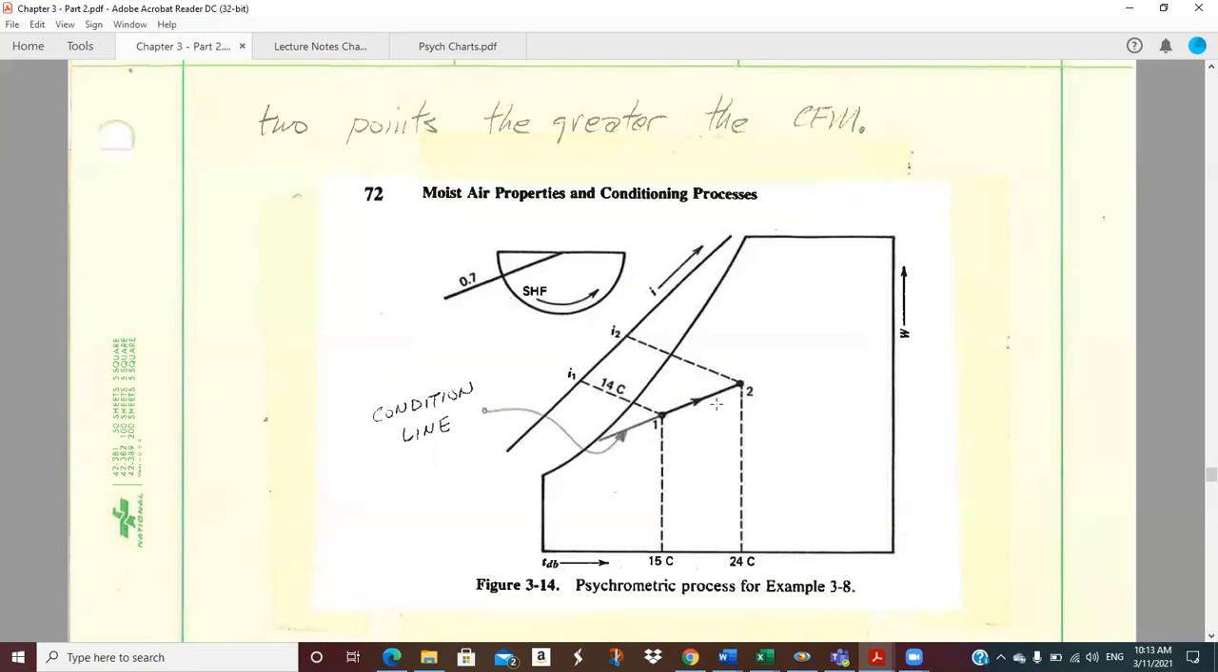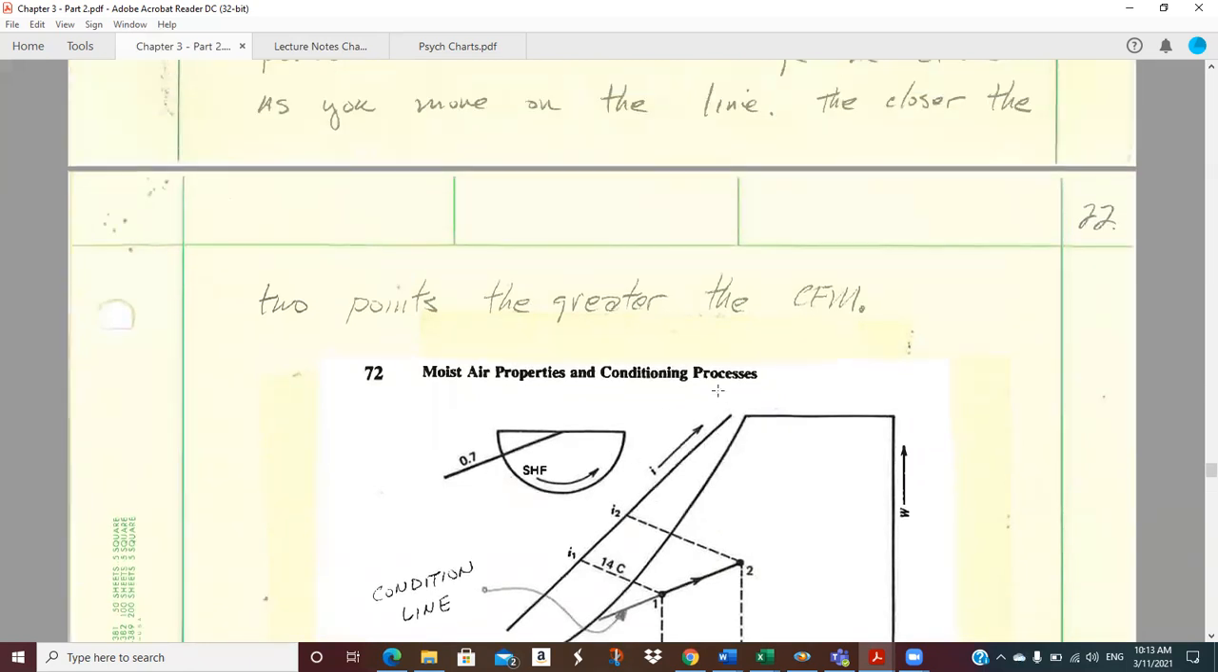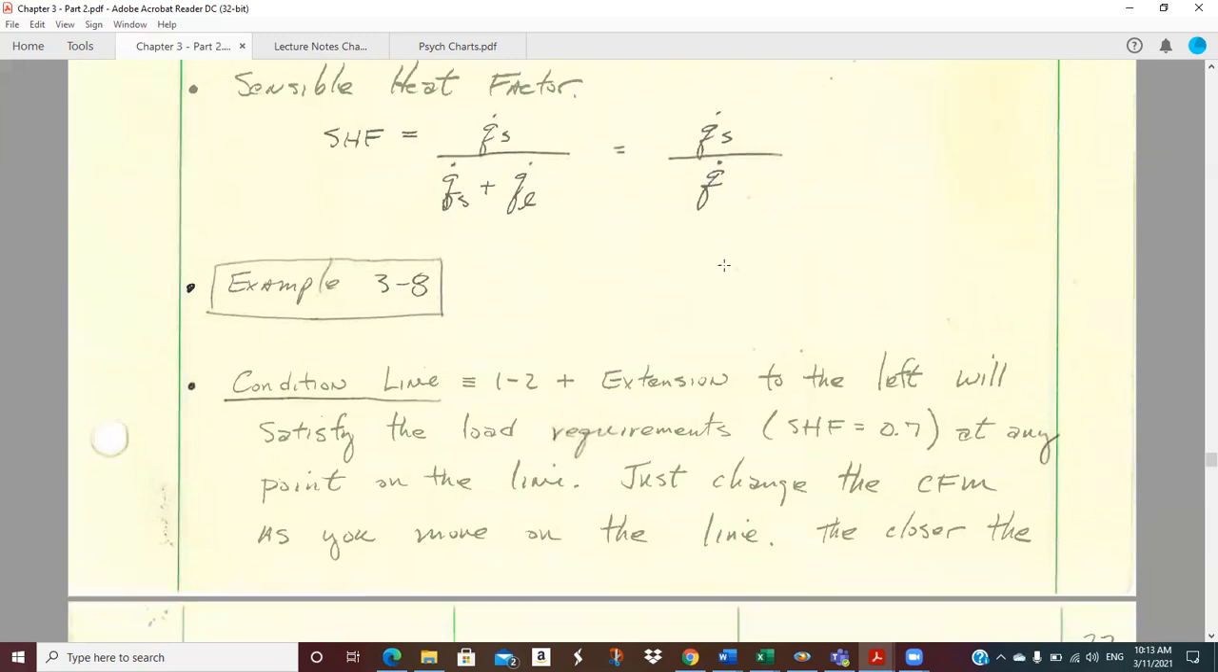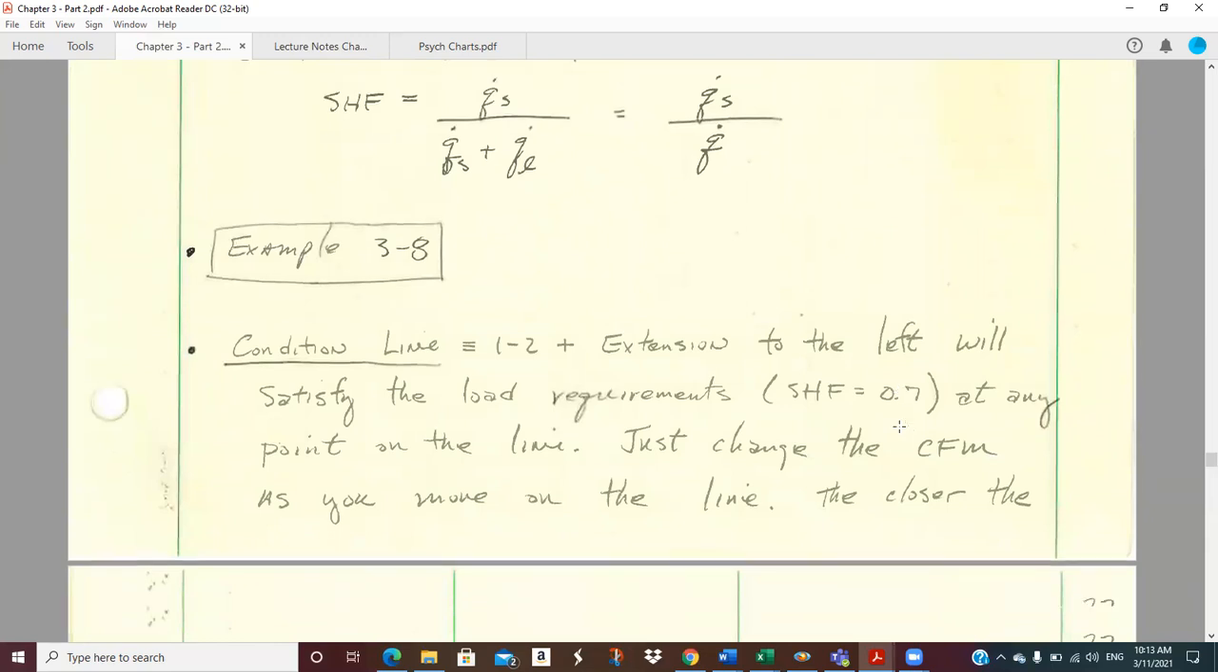And the way I got this condition line is I ran the Carrier program and I got the sensible load, the latent load, and the total load. Then I came up here and calculated the sensible heat ratio, or factor, whatever you want to call it. That's just the sensible load divided by the total load, so that's a number. In this example, I'm saying it's 0.7.